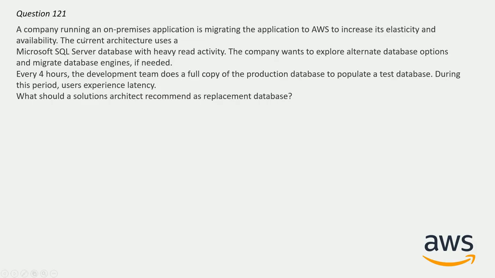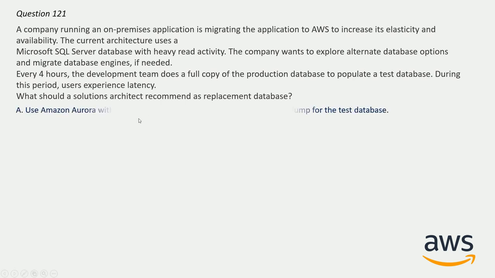A company running an on-premises application is migrating the application to AWS to increase its elasticity and availability. The current architecture uses a Microsoft SQL Server database with heavy read activity. The company wants to explore alternate database options and migrate database engines if needed. Every 4 hours, the development team does a full copy of the production database to populate a test database. During this period, users experience latency. What should a solution architect recommend as a replacement database?